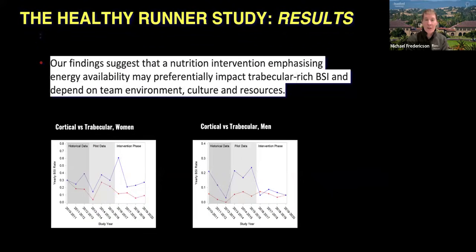So our findings really do suggest that a nutrition intervention that emphasized balancing energy availability not only improved triad risk factors, but it led to decreased incidence of bone stress injury, particularly in trabecular-rich bone. And again, as you remember what I said before, trabecular-rich bone, such as the pelvis, sacrum, femoral neck, even in the spine, so in the pars injuries we see, that's more trabecular bone. But that bone is more susceptible to a low energy state. So it makes sense that by correcting that, we had a better impact on these trabecular-rich bone stress injuries.